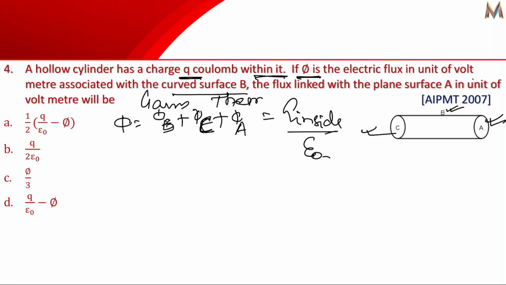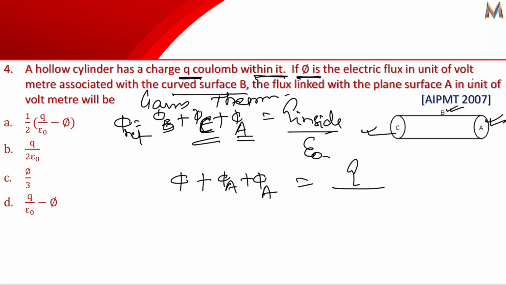We can write on this. Now, we see that phi B from the curved surface is given. For that we can write phi B as phi, it is given in the question, and we see that phi C and phi A both will be equal. From both the faces flux will be equal. So we can write phi A plus phi A, because flux through C and flux through A will be same. Q charge is given inside the hollow cylinder, upon epsilon naught.